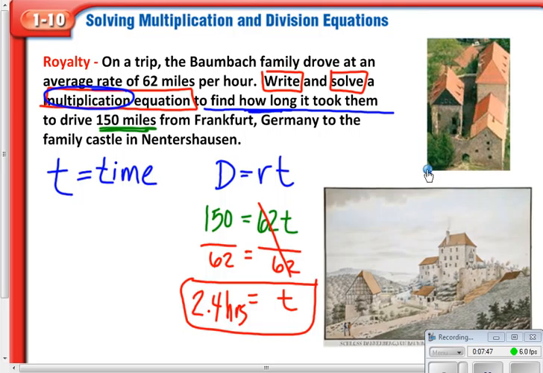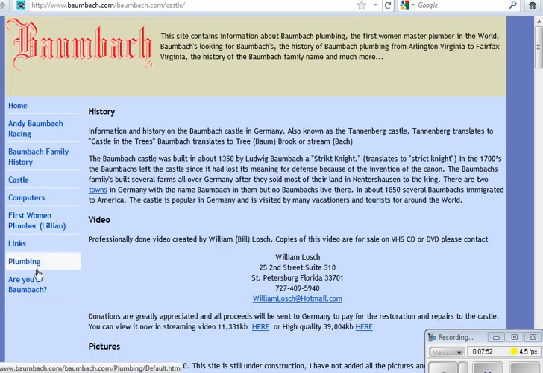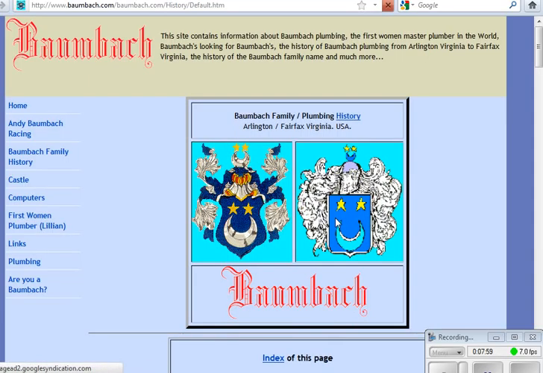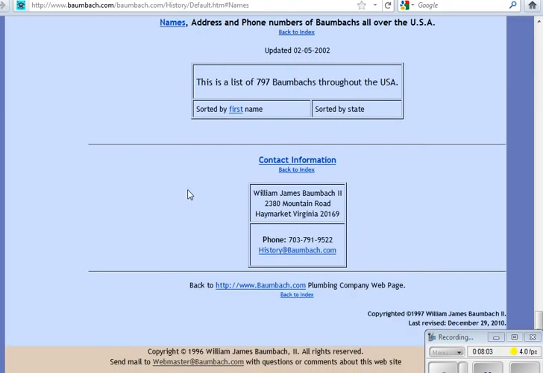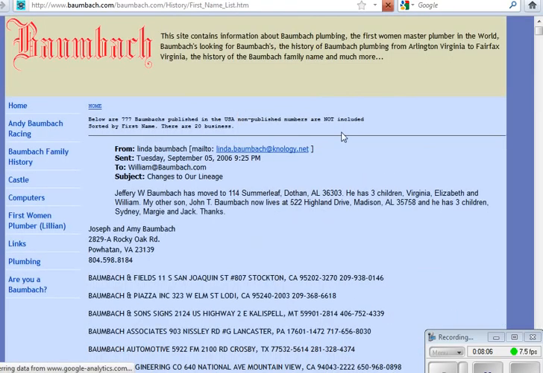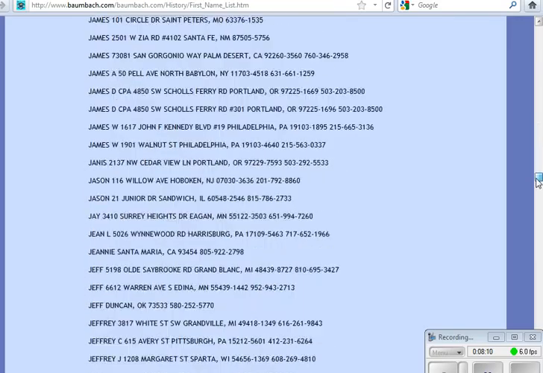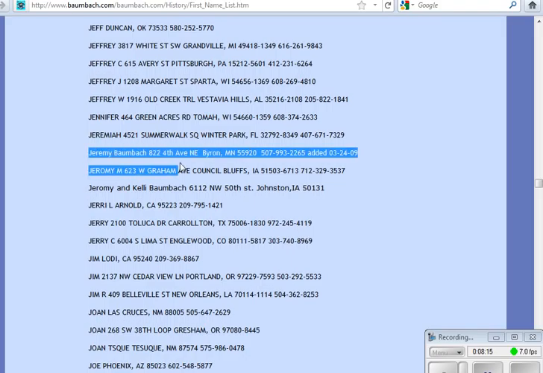We have a little home page here. Let's see if I can get her going. There it is. Are you a Bamberg? Actually, we'll go to the home page. Different things to look at. Bamberg family history. Let me see here. First name. We'll scroll down. And right here. Look at that. You didn't even know that you were in the classroom with royalty.